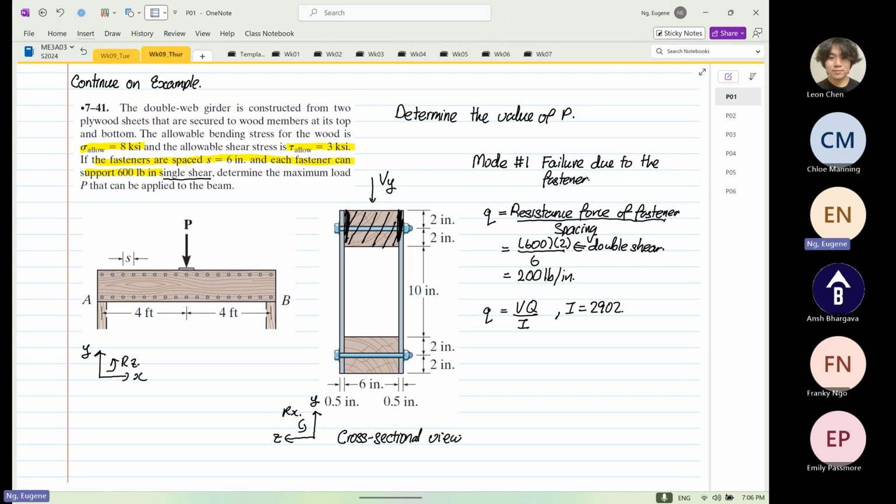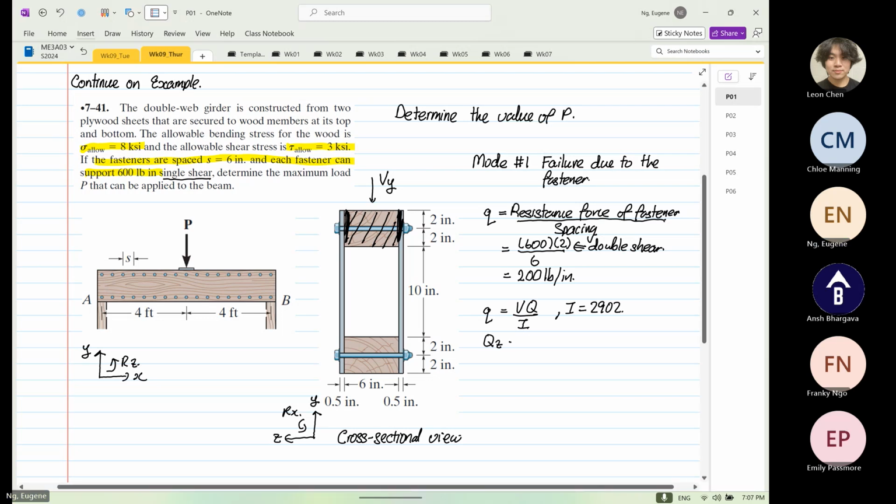Okay, so we know that Qz is equal to width is 6, depth is 4, the Y bar is not 10, sorry, 5 plus 2, because if this is the geometric centroid, right, this is 5 and 2. So this will be equal to, so this is inches to power 4, so it's 5 plus 2 times 6 times 4, it's going to be 168.